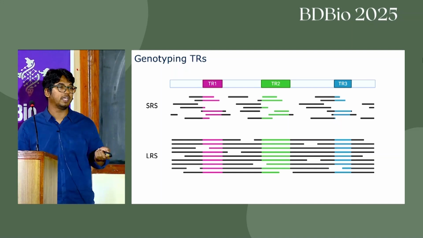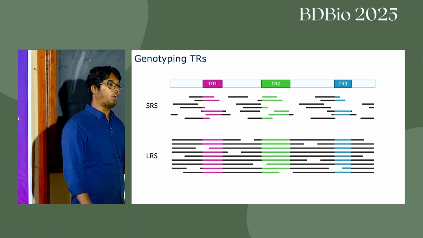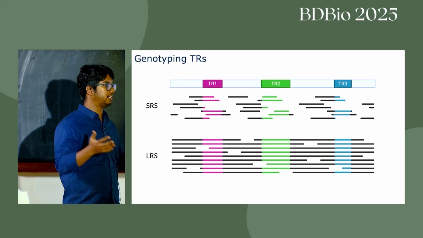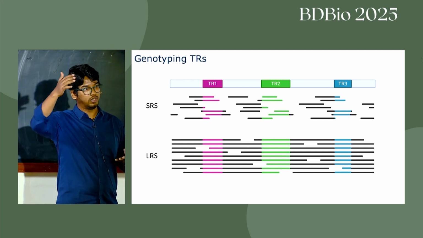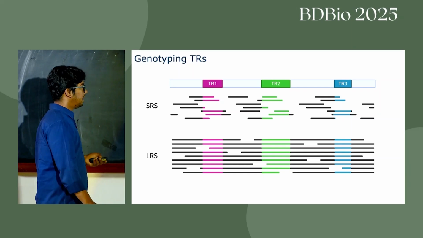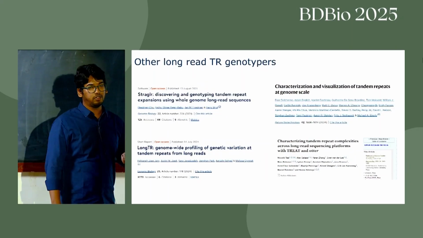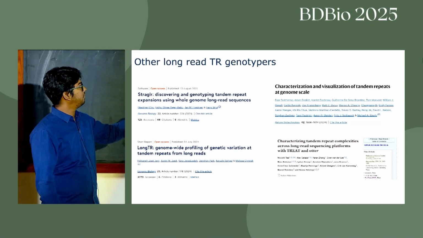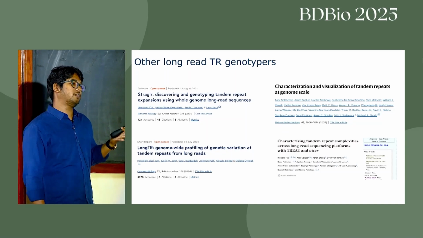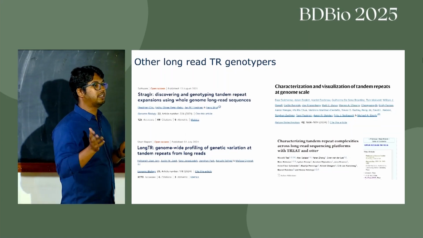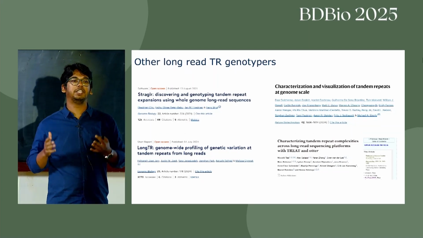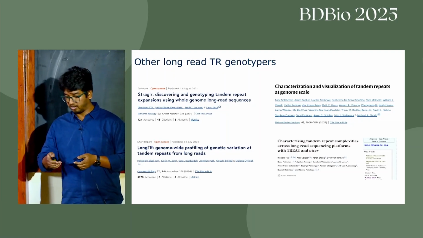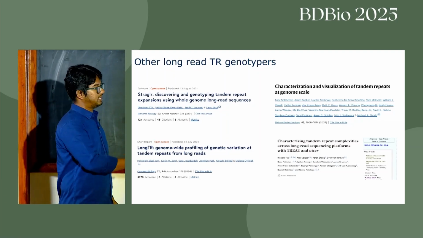Now, of course, looking at this advantage, several tools have already been developed which can take long read data and a set of your TR coordinates and tell you, okay, at this location, this is the genotype. And this is a short summary of those. The first one is called Straggler, which was developed way back in 2021. It was focused more on identifying repeat expansions. Like I said, one of the major reasons why people study TRs is for their role in repeat expansion disorders. So this was geared more towards that.